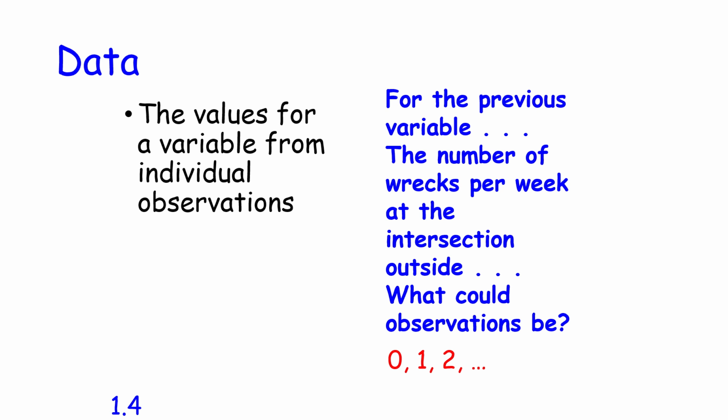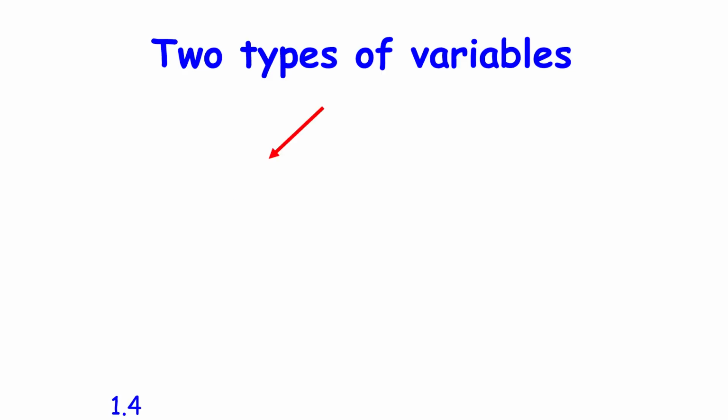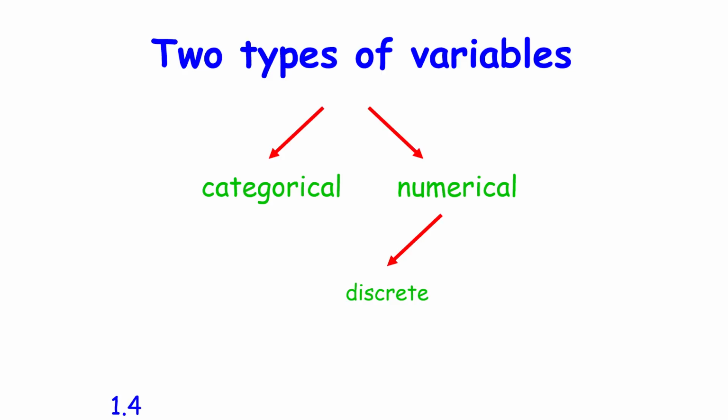Now there are two types of variables. There is categorical and numerical. Now there are two different types of numerical data, or numerical variables, I should say. We have discrete and continuous. Discrete is something that you're going to count, whereas continuous is something that you're going to measure. But we'll talk a little bit more about that. Let's jump over to categorical variables and let's talk about those.